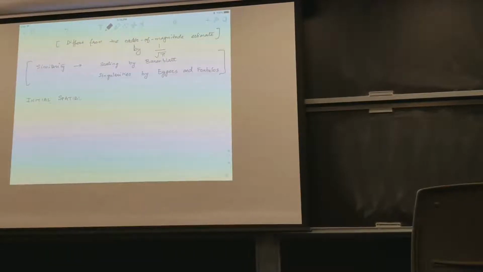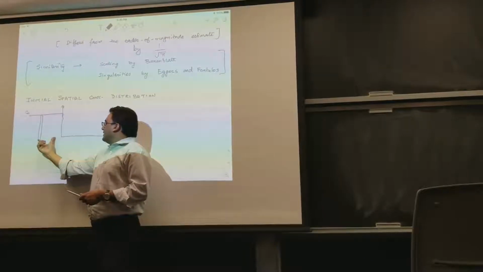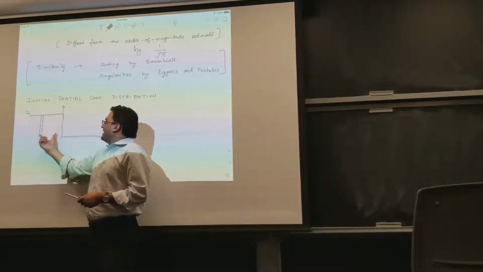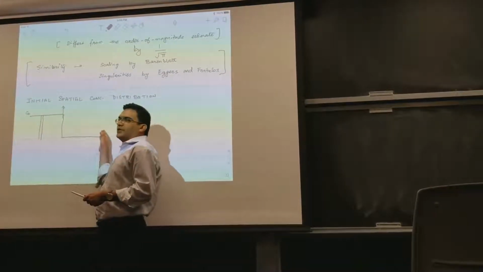So if I have an initial spatial concentration distribution, so instead of having a line source, I somehow managed to have, on one side, the concentration is high and it's C naught, and it's an extended source. This is your concentration, and we need to figure out how this changes. So it could be I take a sponge with dye in it and dip it into solution, and that's an extended source, and now dye is going to come out of it.